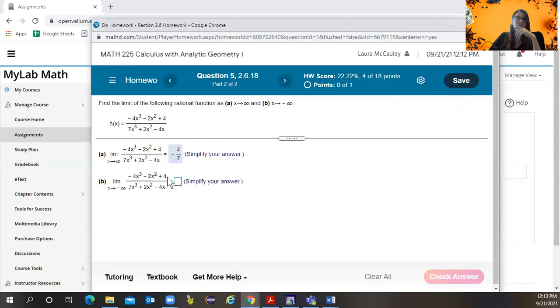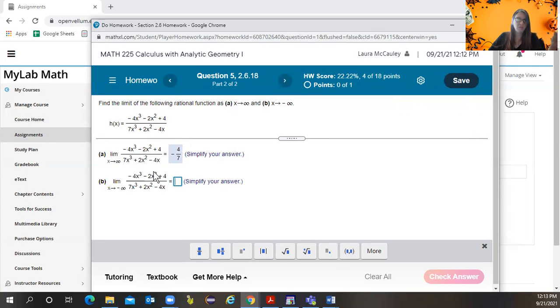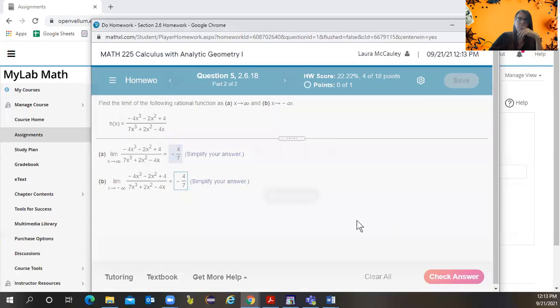That's not going to change if you come from the other direction. These would still all go to 0, and you'd still just get, well, actually, hold on. The x is being cubed, so a very large negative number. Well, the negative over the negative would cancel anyway, so never mind. So that's still going to be -4/7.